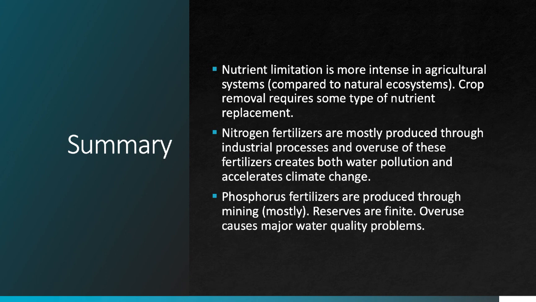We didn't talk much about it in this video, but like nitrogen, phosphorus overuse causes major water quality problems in both freshwater and coastal settings. Our alternatives to industrial fertilizers are organic forms, or in the case of nitrogen, the nitrogen-fixing crop rotations that we talked about earlier.